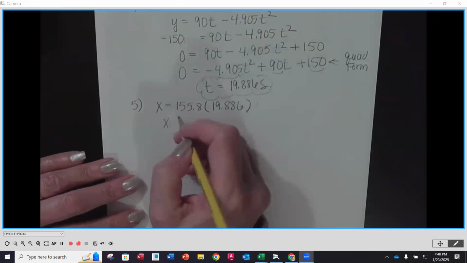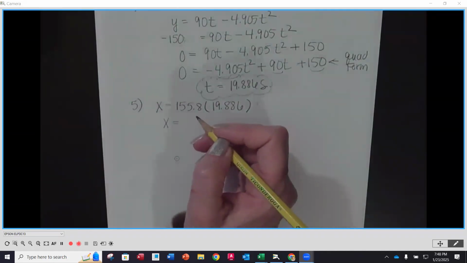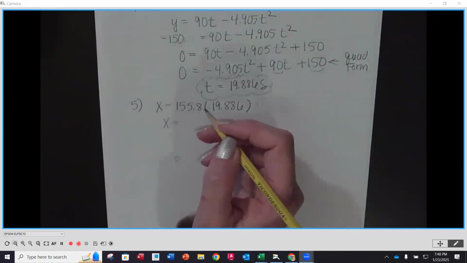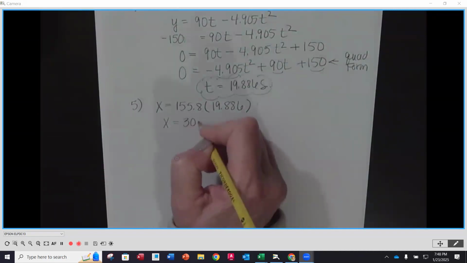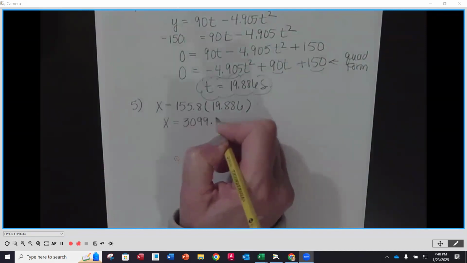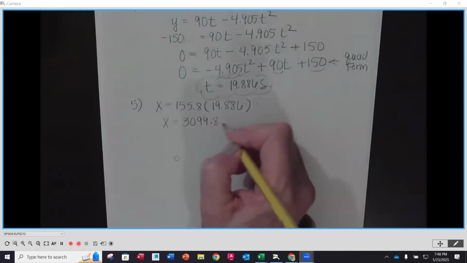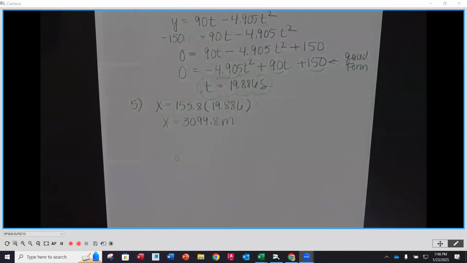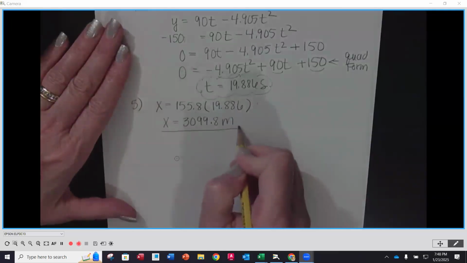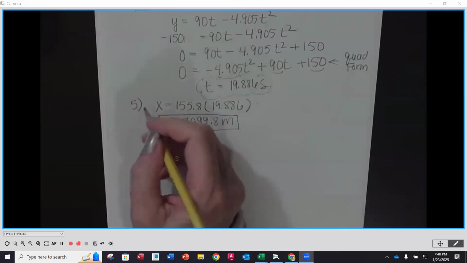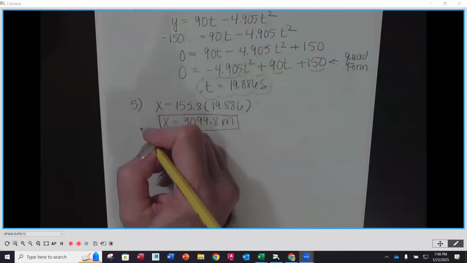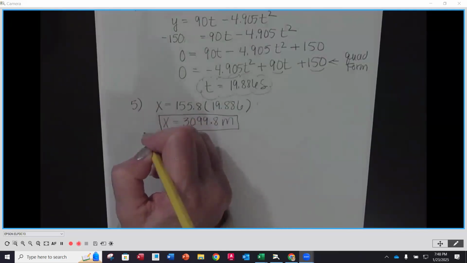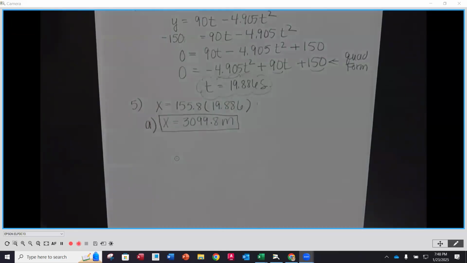Not a bad habit, it's a good habit. Okay, so my X value here should be 3,999.8 meters. And I believe that the book rounds it up to 4,000, okay? This is the X distance, which is, I believe, part A.